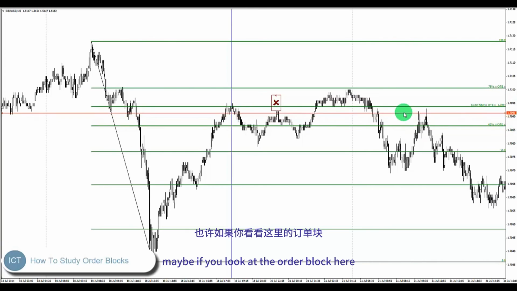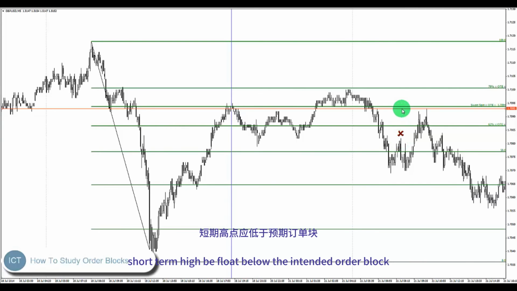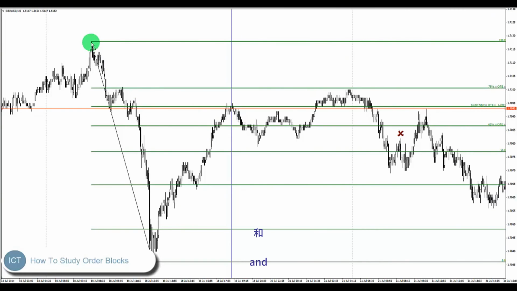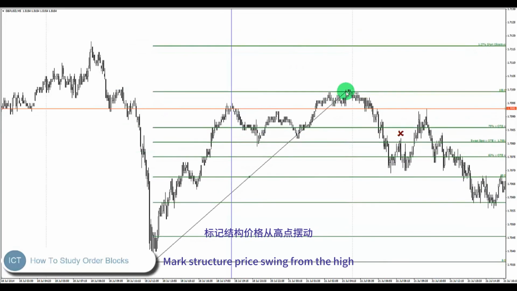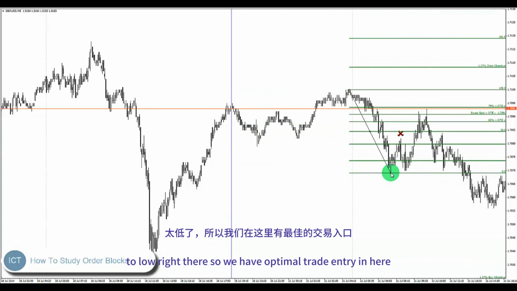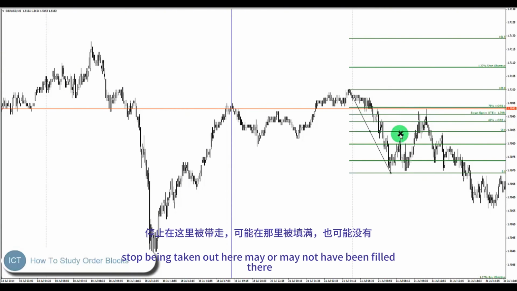If you look at the order block here, a bullish candle prior to the move going lower, the short-term high just below the intended order block would be bearish. Okay, you see that? And market structure price swing from the high to the low right there. So we have optimal trade entry in here, order block here, stops being taken out here, may or may not have been filled there.